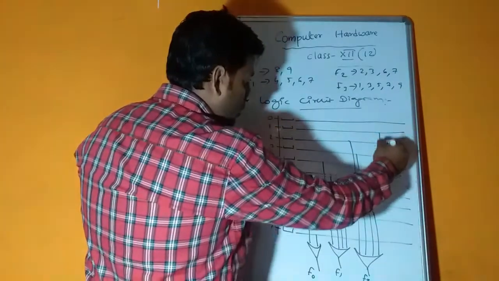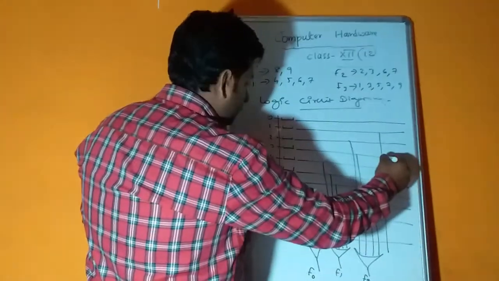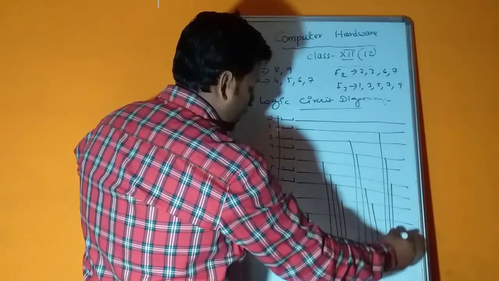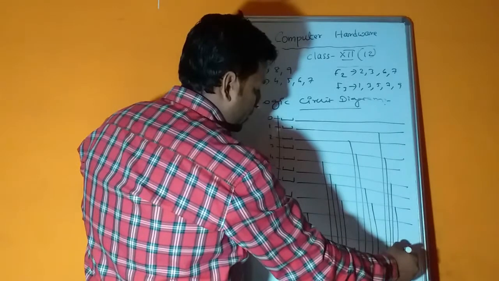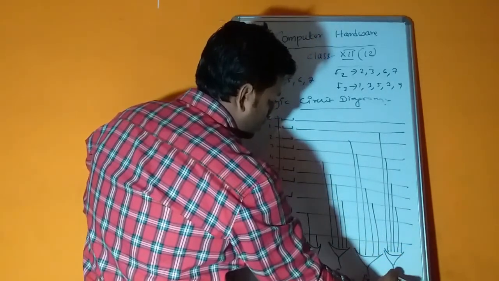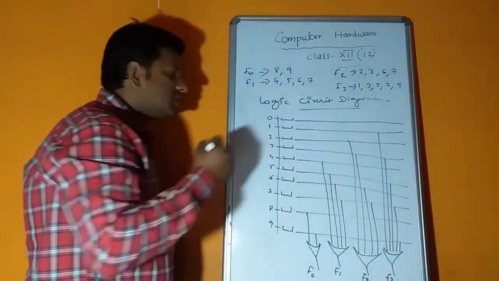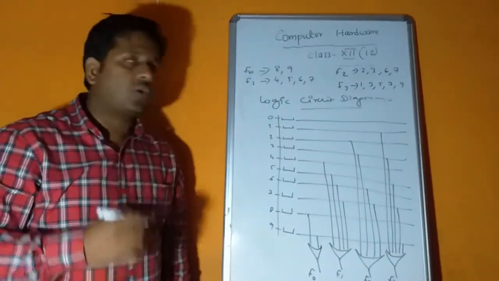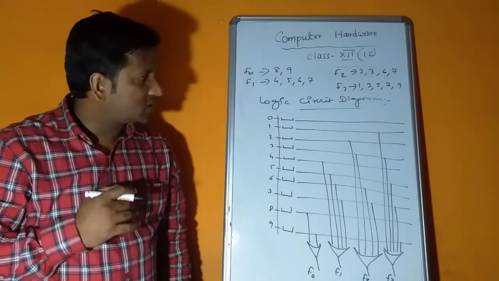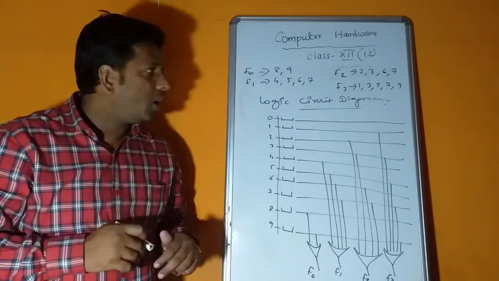And F3: 1, 3, 5, 7 and 9. F3. So this is the logic circuit diagram for the encoder, decimal to binary. Is this clear, children? Now a homework for you.